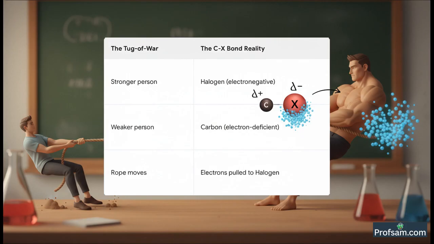And the most important part, what happens to the weaker person? They get pulled forward. They become unbalanced. In the same way, our carbon atom becomes electron deficient. We say it gets a partial positive charge, which we show with this symbol, delta plus.